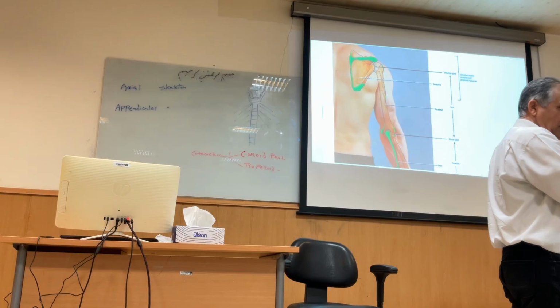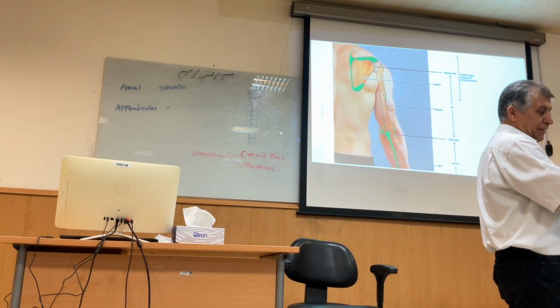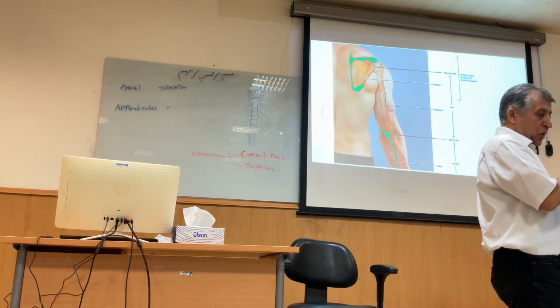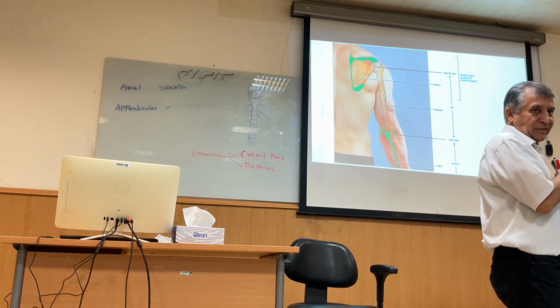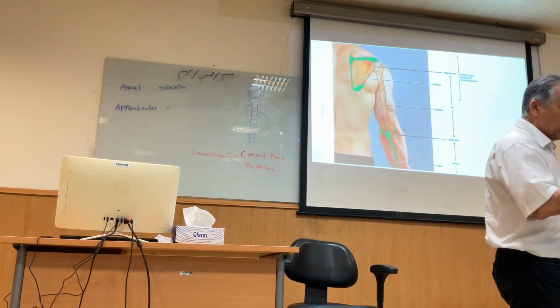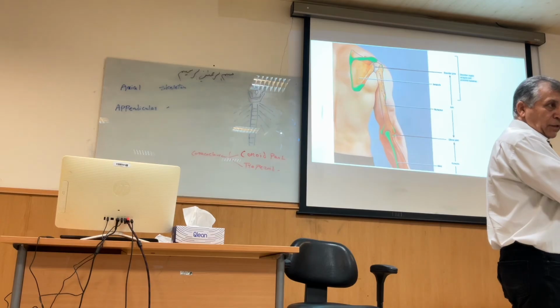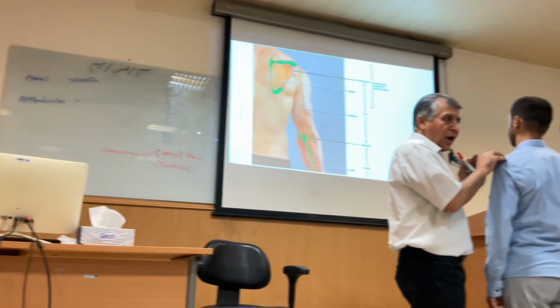The spine of the scapula. When I follow the spine laterally, you can touch this structure. What is this? Acromion process. Four parts of the scapula are touchable: medial border, inferior angle, spine, and acromion process.